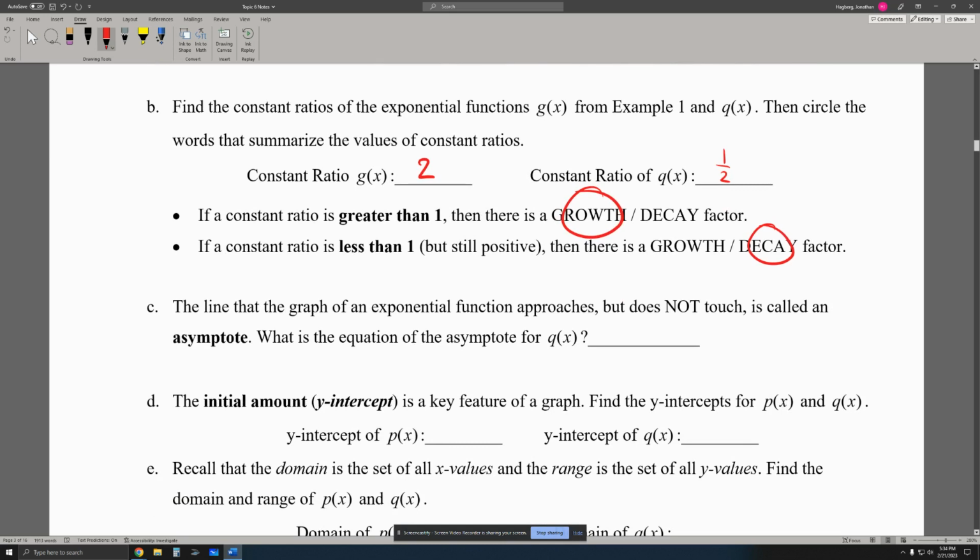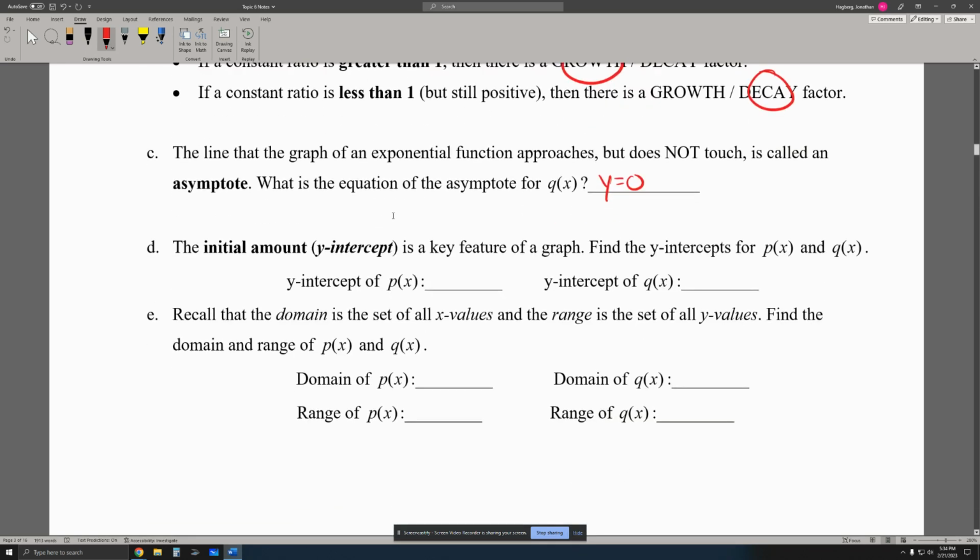The line that the graph of an exponential function approaches but does not touch is called an asymptote. The equation of the asymptote for q of x is y equals 0. So again, that function approaches the y value of 0 but never actually reaches it. In fact, this is the same equation for the asymptote in g of x. The function approaches 0 as we move out in the negative direction.